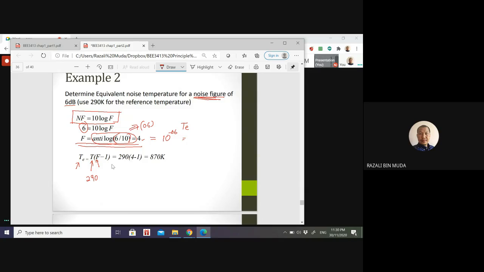So 10 to the power of 0.6 becomes 3.98. So here, 3.98 minus 1, so it becomes 2.981 multiplied by 290. So you get 864.5 Kelvin. Okay.